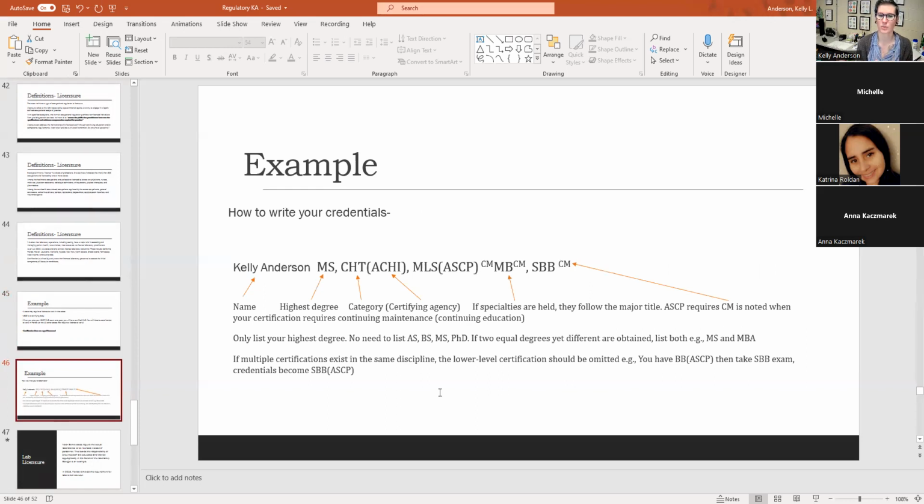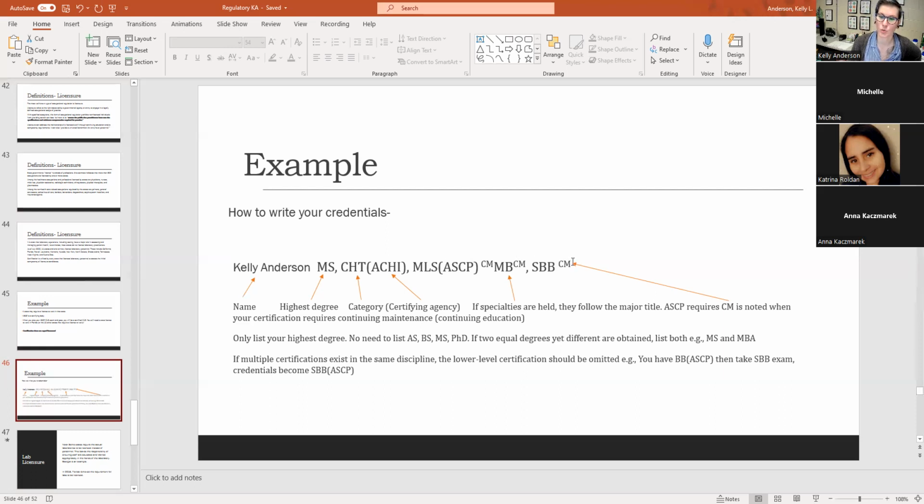And here's an example of how to use all your credentials when you get them. You'll have your name, you'll have your highest degree, you'll have the category, and then the certifying agency. So I am a certified histocompatibility technologist, and ASHI is the certifying agency. I also have my MLS and my molecular biology and my SBB through ASCP, not degrees, certifications. So if you have specialties other than your main generalist certification, you write those after.